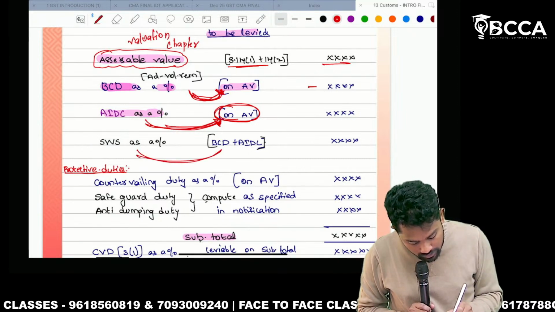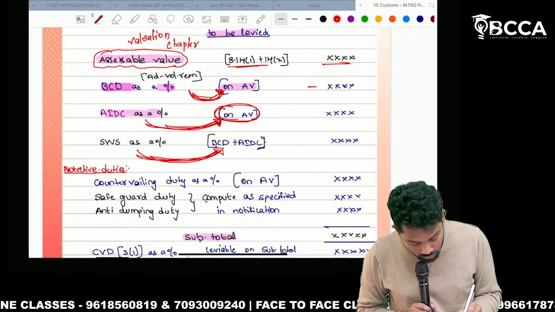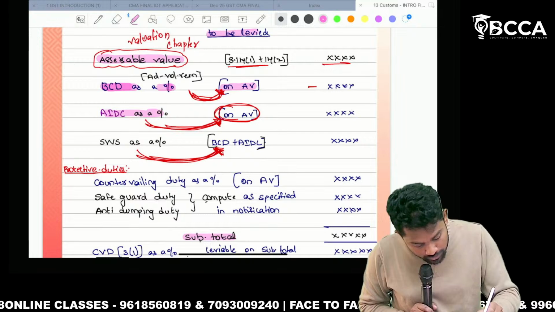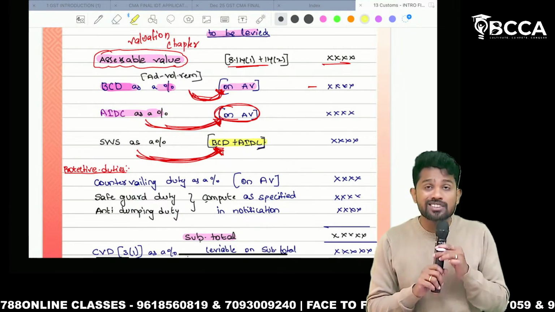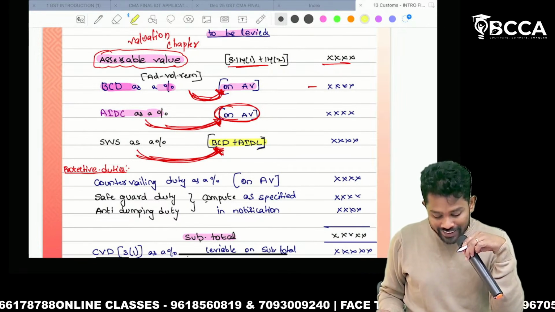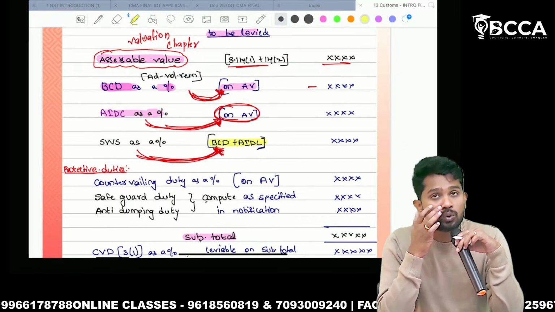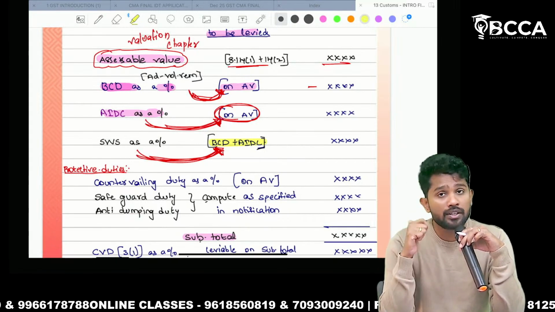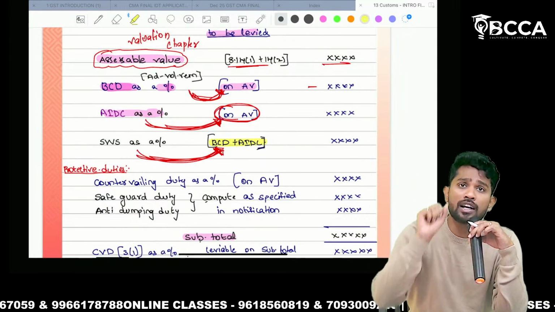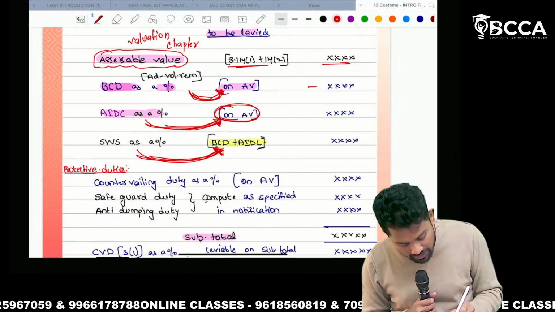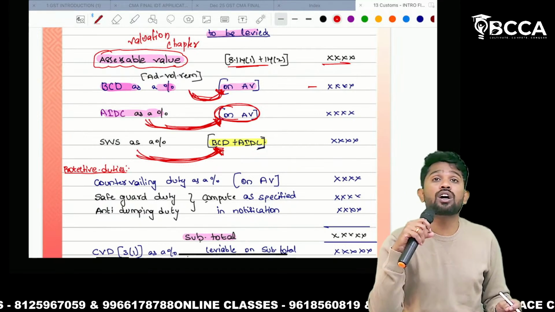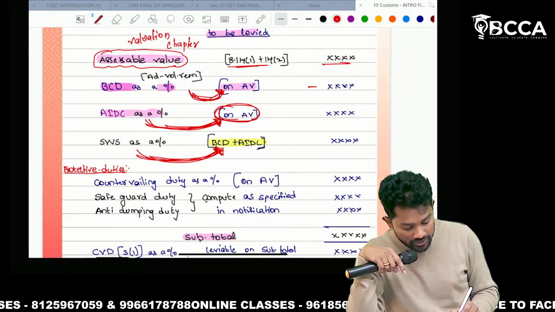Then SWS as a percentage, social welfare surcharge, is leviable on what? On the common total of BCD plus AIDC. SWS has to be levied on the common total of BCD plus AIDC. So on assessable value, what has to be levied? BCD has to be levied. AIDC has to be levied. BCD first on assessable value. Even AIDC as a percentage is leviable on assessable value. Whereas social welfare surcharge is not leviable on assessable value. It's leviable on BCD and AIDC.